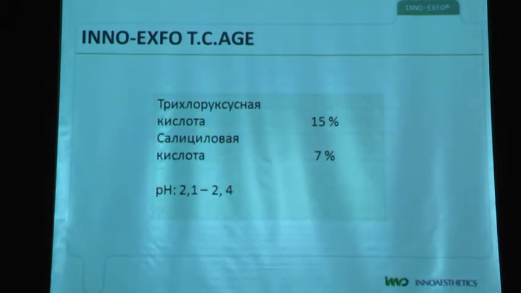What we are using is 15% of TCA and salicylic acid 7%.